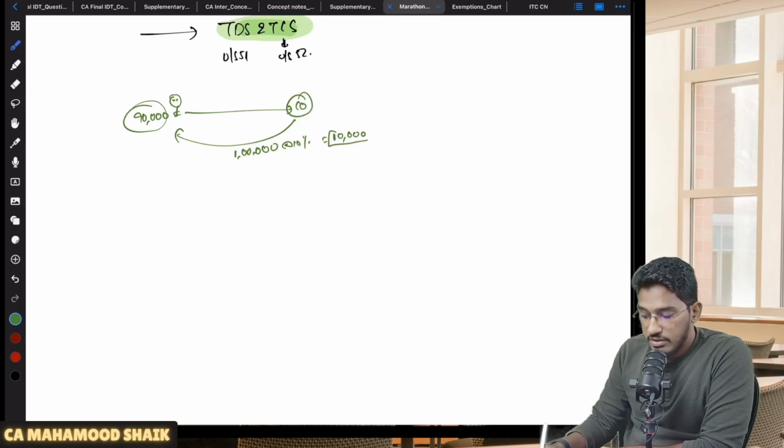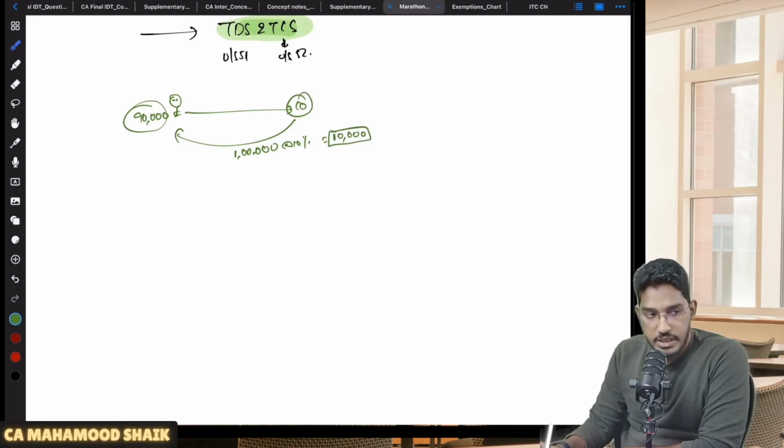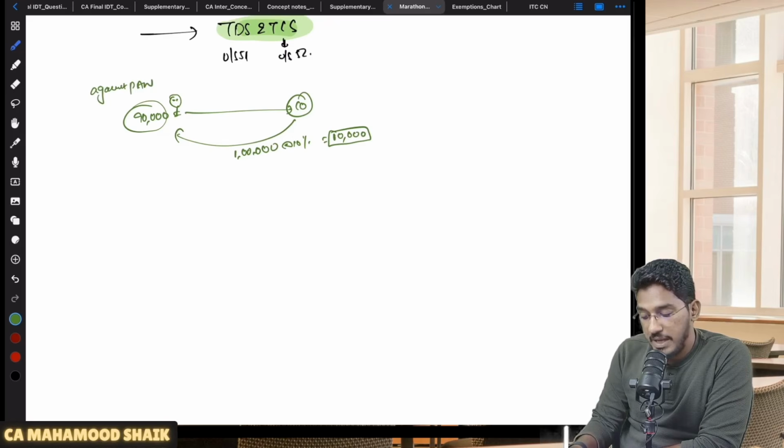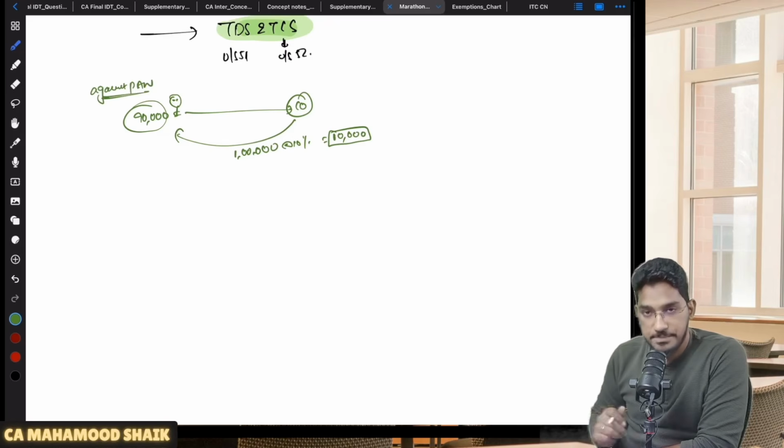Now what will he do with that 10,000 rupees which has been deducted? Can your employer enjoy that money? No, your employer can't enjoy the amount of TDS which has been deducted from you. So this 10,000 rupees, he will go and deposit against your PAN number. You will have a PAN number, no? Against your PAN number, he will deposit this money.